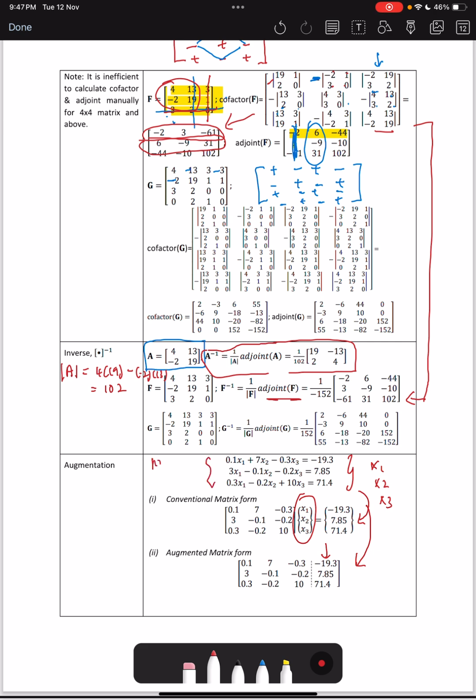This is the normal linear equation. The equation has 3 variables for each, and then we can transform it into a conventional format like this, where we can determine x1, x2, and x3, or we can put it in the augmented matrix form as shown in this example.